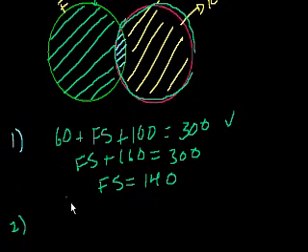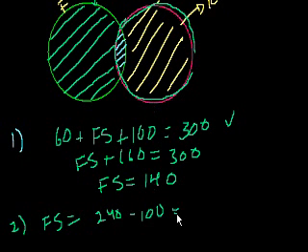So if we want to know French and Spanish, it is going to be equal to the whole amount that study Spanish, which they just told us, 240, minus just the people who study only Spanish, right? Because you can study Spanish and French. So 240 people who study Spanish minus the people who just study Spanish, so that's 100, that's that tan area. That also equals 140. So both statements individually are sufficient to answer this question, so the answer is D.